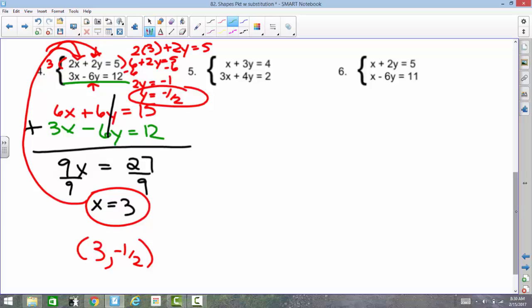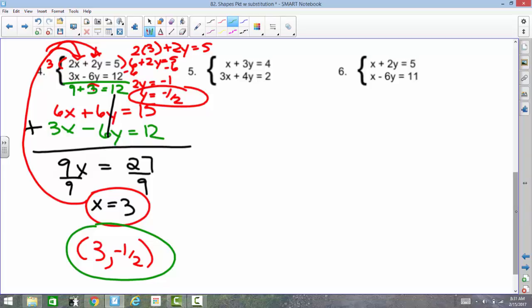And if you want to test it, in the bottom one, 3 times 3 is 9. Negative 6 times negative 1/2 is 3, and 9 plus 3 is 12. So you're positive that is right.